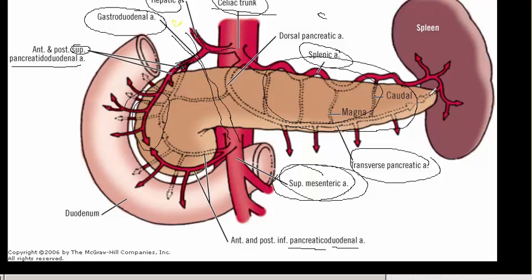Okay, and for the body and the tail of the pancreas we have the splenic artery, which will give the dorsal, the great, and the caudal branches that will supply or make some connection with the transverse pancreatic artery and supply the body and the tail of the pancreas.